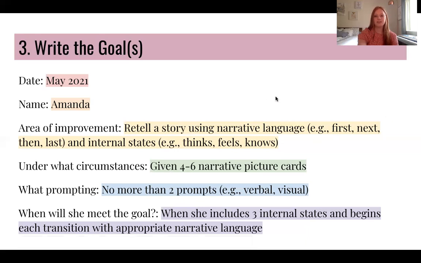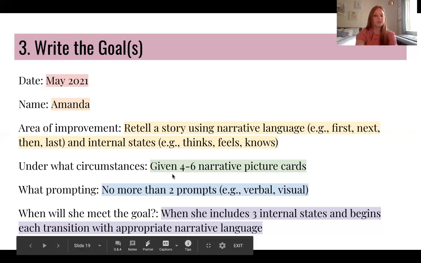And you guys might have slightly different goals than me. You might have chosen a different circumstance. Instead of using 4 to 6 narrative picture cards, maybe you used 6 to 8. Maybe you decided to use a wordless storybook or a story retell or watching a video.